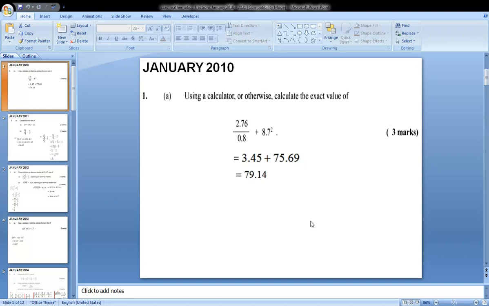Now, what we simply do, we divide 2.76 by 0.8 and we get 3.45, and we add that to 8.7 squared, which is 8.7 times 8.7, which gives us 75.69. When we add those two together we get 79.14. Easy 3 marks. Now let's move on to the next question.